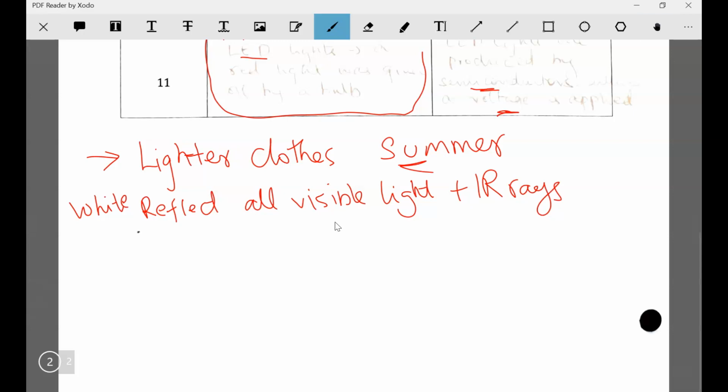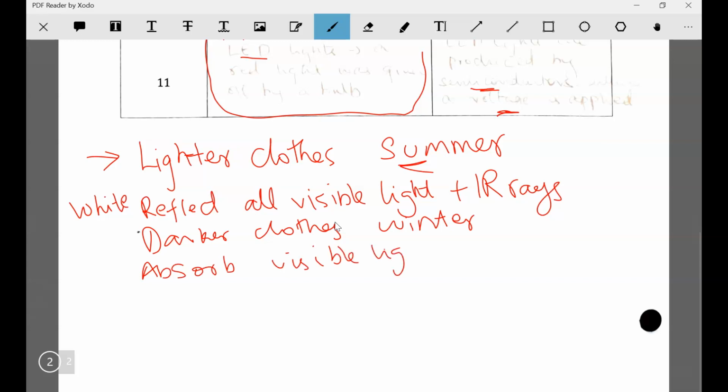So in the summer, when it's already very hot, we want to wear light colored clothes so that we don't heat up anymore. And you wear darker colored clothes in the winter because it's cold and you want to heat up. You want to get as much heat as possible. So darker colored clothes absorb visible light and IR rays. So that's very good for you in the winter.